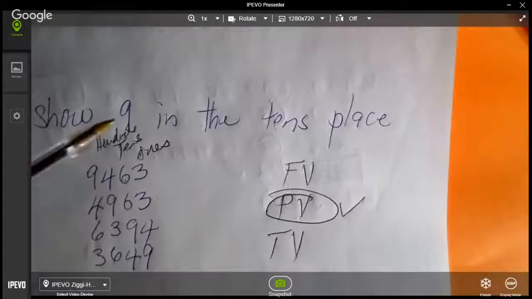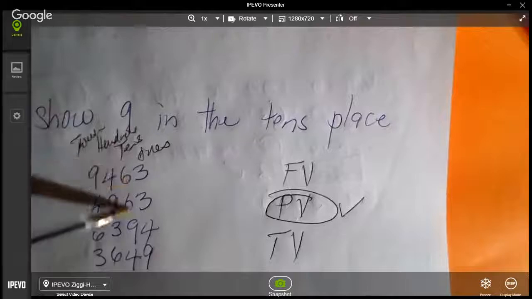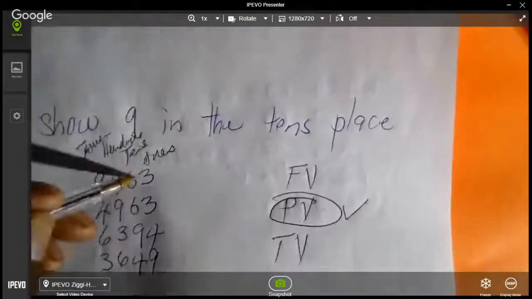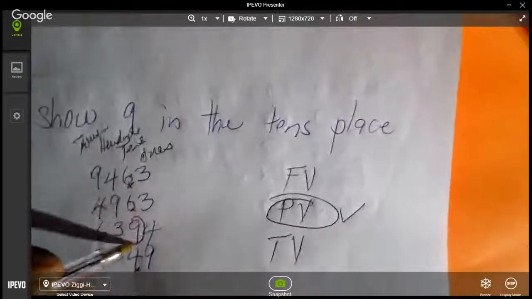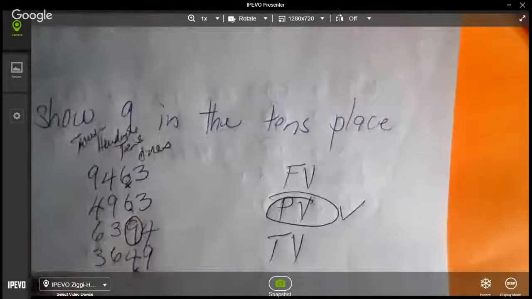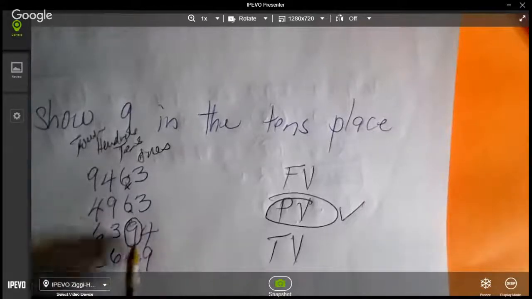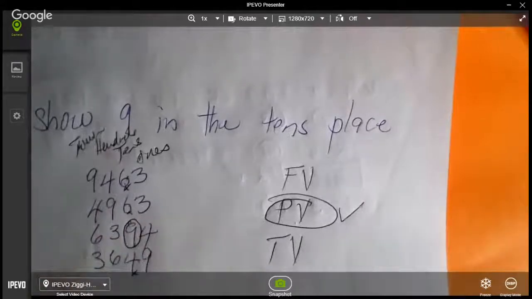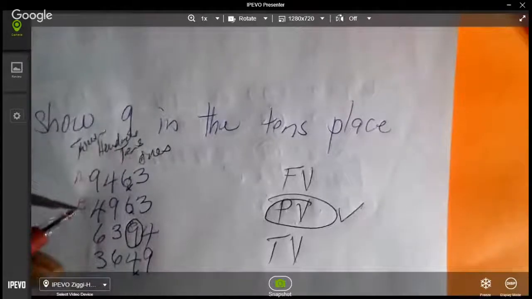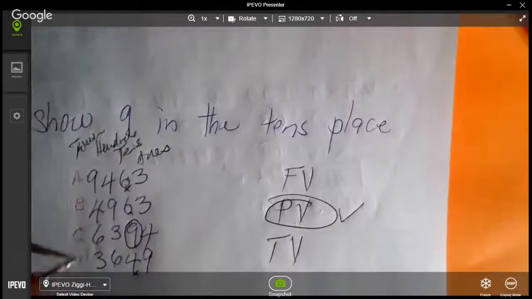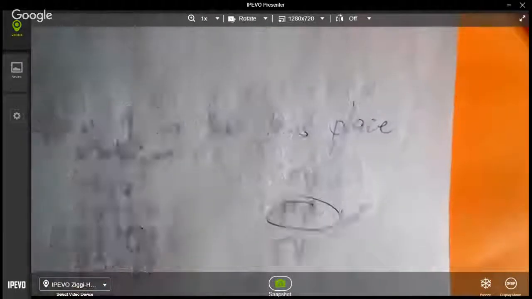So we just need to look for 9 in the tens place. So here is the tens place. This is not 9. This is not 9. This is not 9. Here we have the 9. So the number is 6,394. So my answer, if this was A, B, C, and D, my answer would be what? C, sir. My answer would be C.